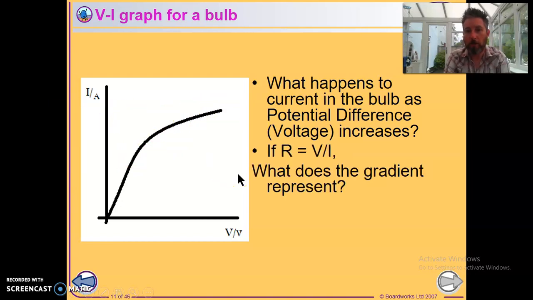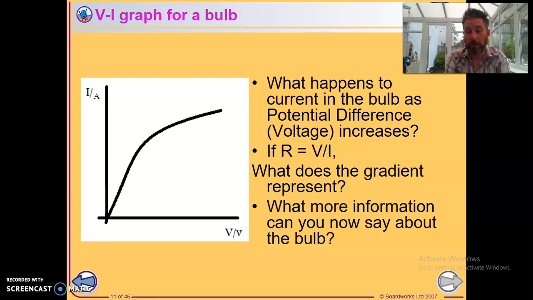Why? Because the bulb is increasing its resistance, and it gets really hot doing that. And as it gets really hot doing that, it glows hot, and that's where the light comes from. You've actually got a piece of metal glowing white hot. So what happens to the current of the bulb as the voltage increases? Well, the current starts to go up in a straight line, and then the current decreases.